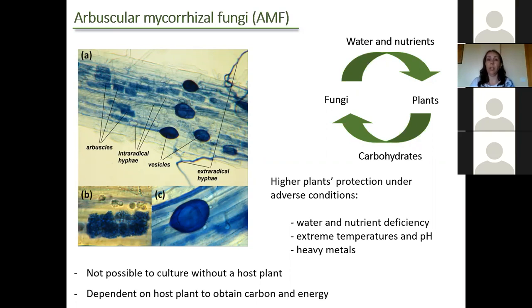So AMF are not possible to cultivate without a host plant. So we cannot have these fungi in a petri dish, but we can have them in connection with the host plant, because they are completely dependent on them to obtain carbon and energy. And when plants have this association, they have a higher protection under adverse conditions, including water and nutrient deficiency, extreme temperatures and pH, and also problems related with pollution, such as the case of heavy metals.